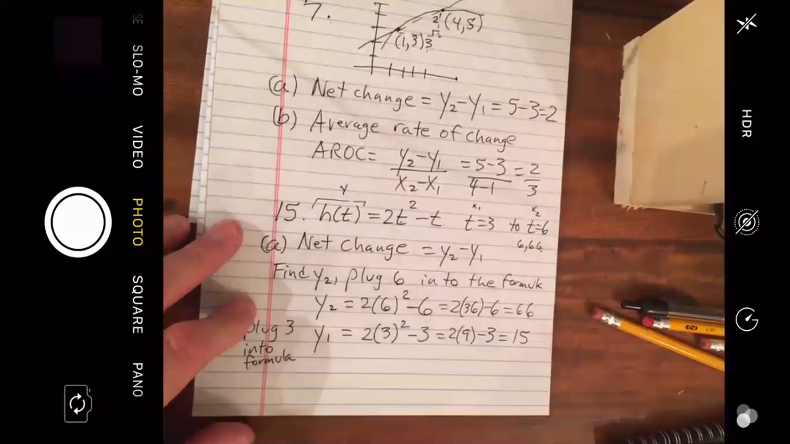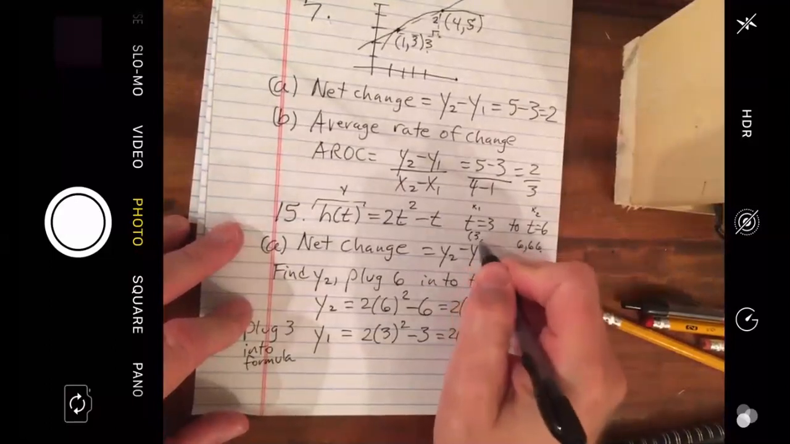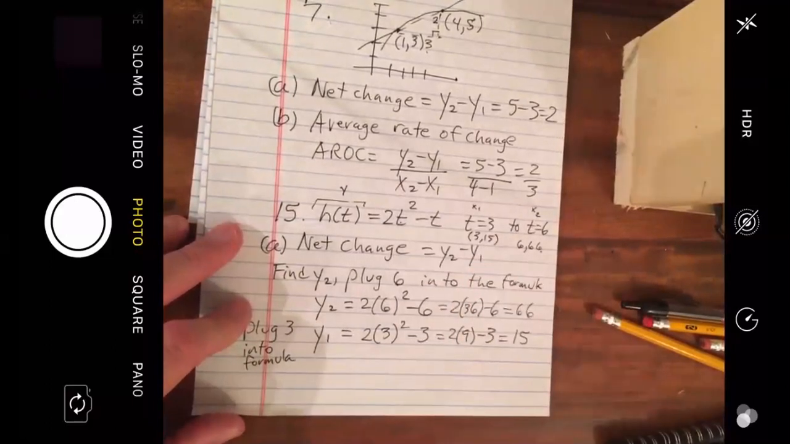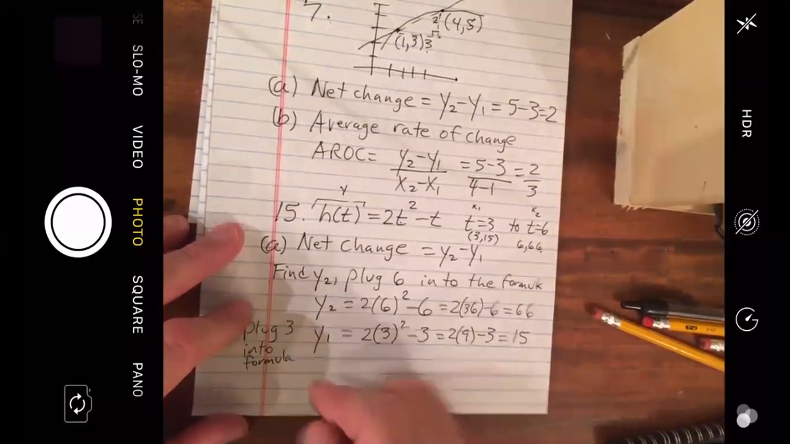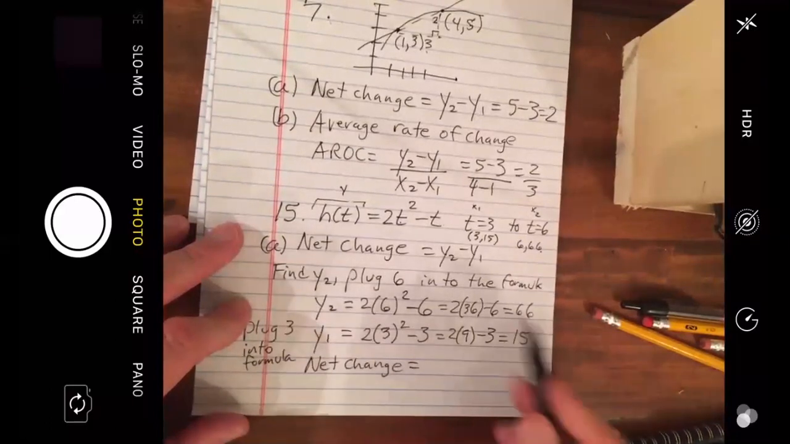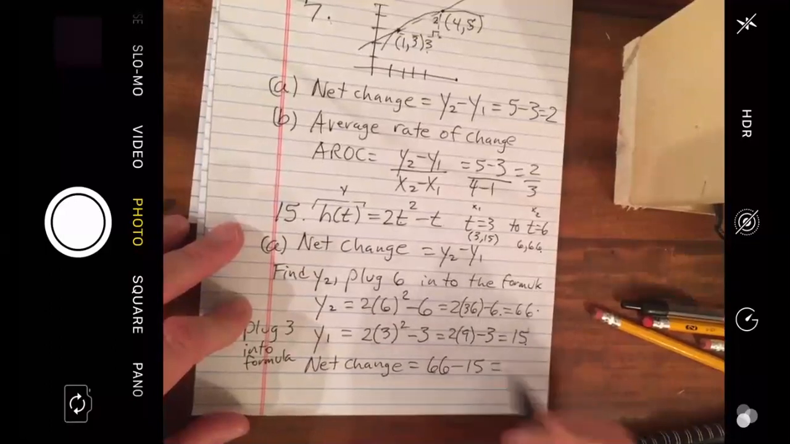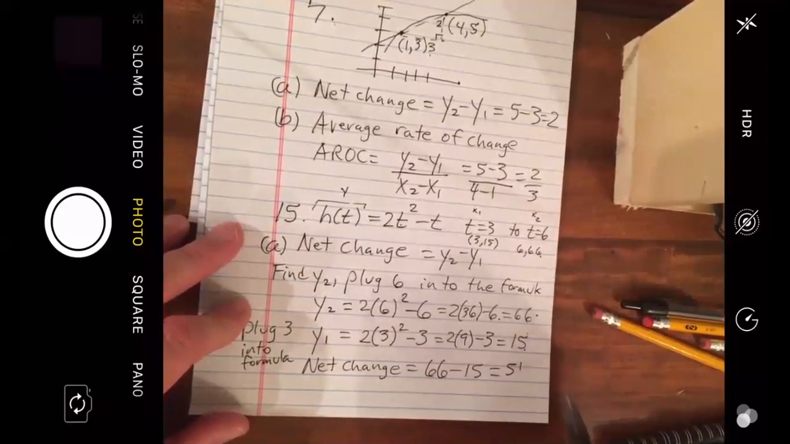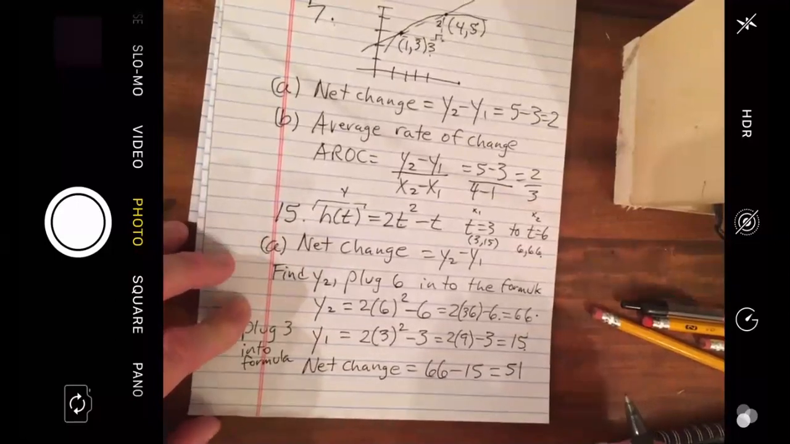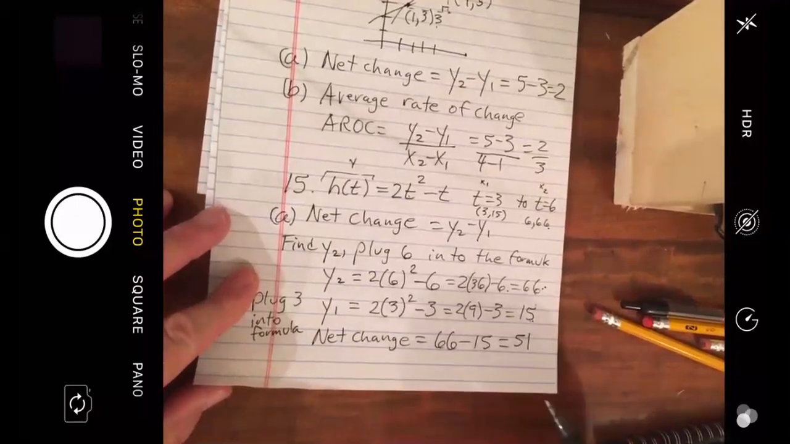So your y1 is going to be 3, 15. Yes, correct. The point is 3, 15. That is correct. So then when I want the net change, I'm just taking y2 minus y1. That would be my 66 minus 15. 51, I believe. My y2 minus y1.